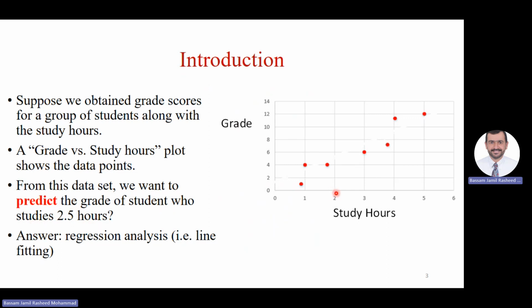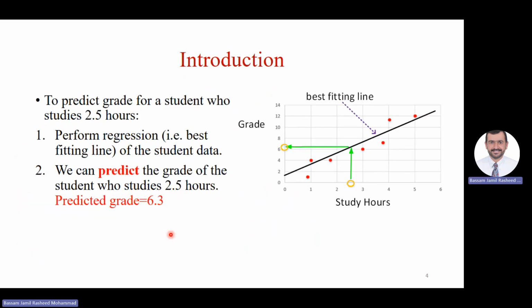And obviously, if you look at the scale here, this 2.5 hours is not shown as a sample data point. I don't have this data point. But I need a model to fit this, right? And then I say, okay, well, 2.5 hours of study corresponds to grade 6. So from this data, we want to predict the grade of the student. And to do that, we really have to do regression analysis or line fitting. Okay.